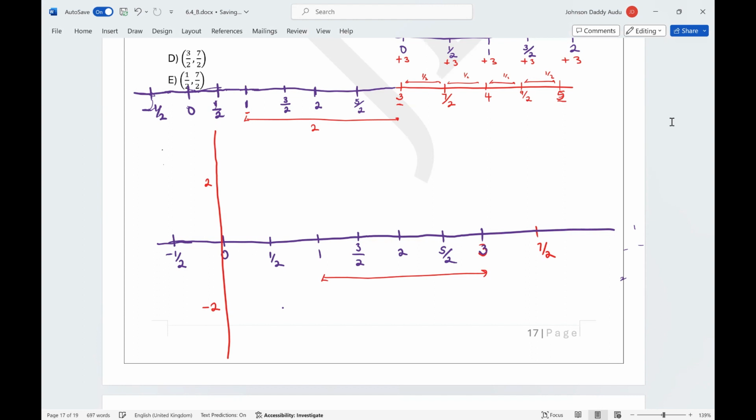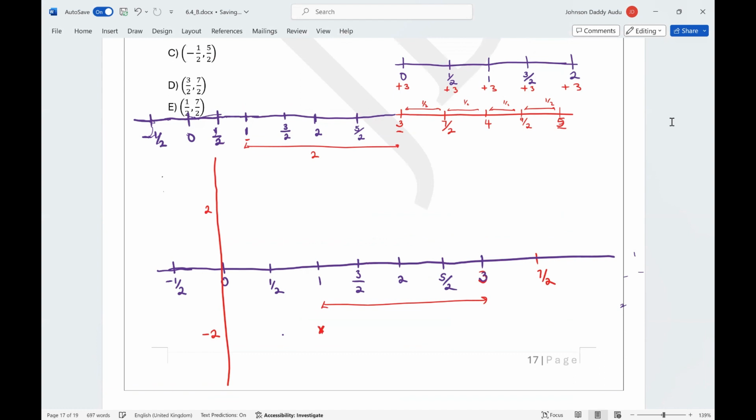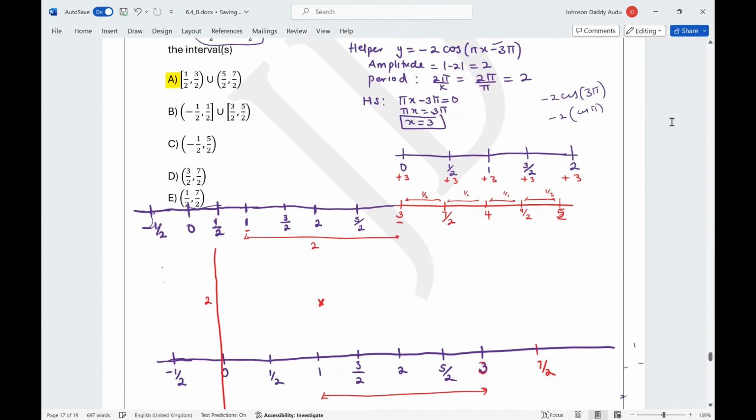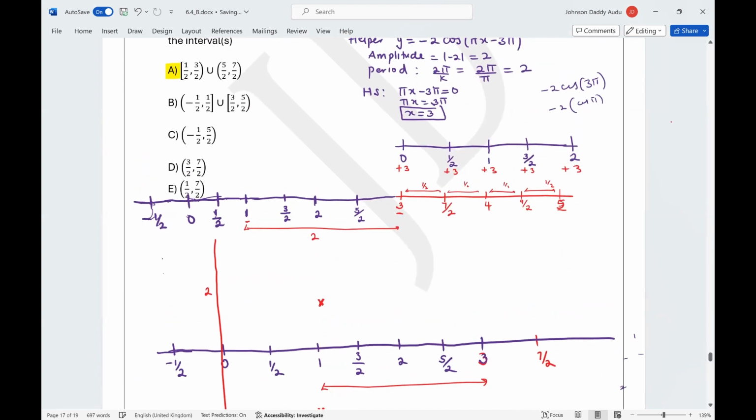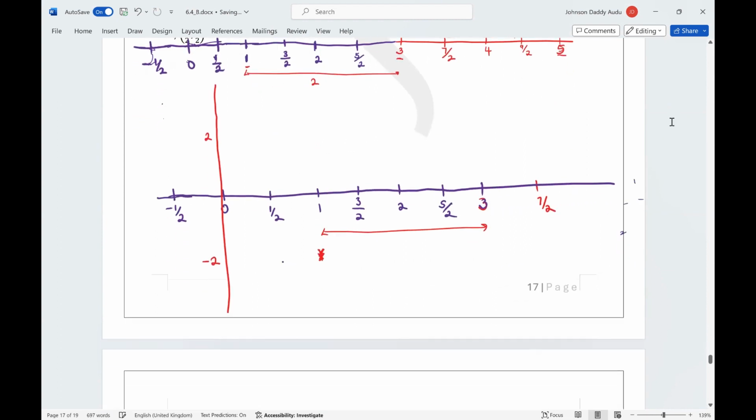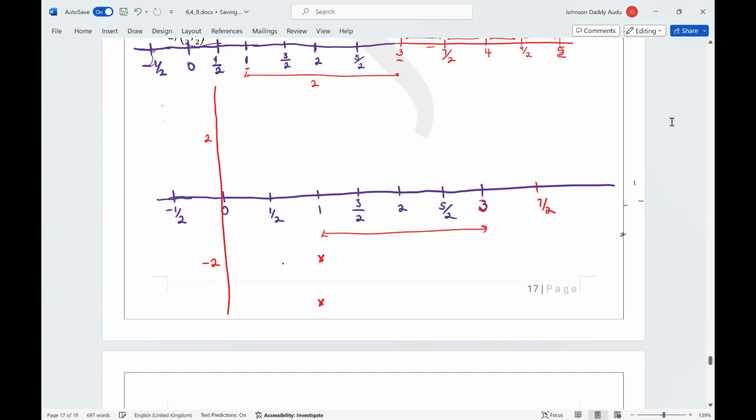Now, since if you take this as your starting point, it means at 1, what should happen at 1? At 1, you should be at the what? At the minimum, because this is the graph of what? Cosine. And not just the graph of cosine. We have the cosine, the graph of -2. So it means there is a reflection. So that is why we are starting from -2.